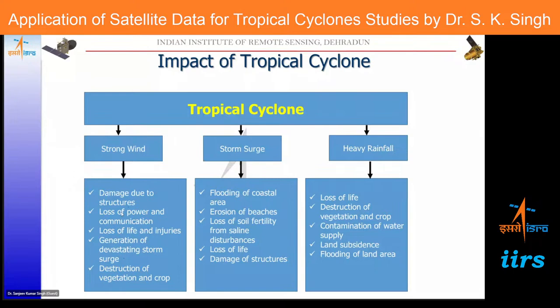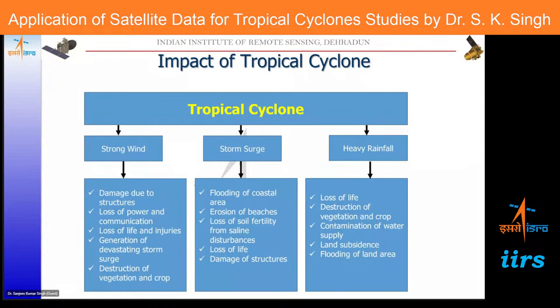It can cause loss of power and communications, loss of life and injury, generation of devastating storm surge, and destruction of vegetation and crops. Storm surge mainly happens due to the wind and pressure drop. If the storm surge is more, flooding can happen over the coastal area. It can erode the base, and the soil can lose fertility from the saline water, because when the storm surge happens, a lot of saline water comes into the land portion and reduces the fertility of the soil. It can cause loss of life and damage the structures also.